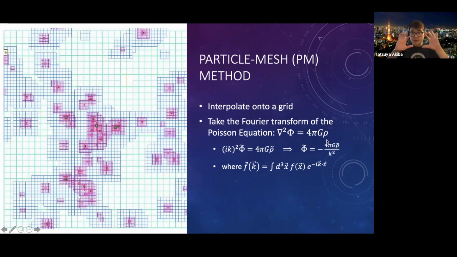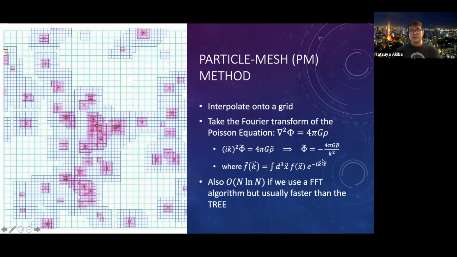Essentially, if we interpolate the mass distribution, we can take the Fourier transform of that and then solve for the Fourier transform of the potential, and therefore get the potential and then get the forces on each of the particles. If we do this, we also get order n times log of n if we use some sort of fast Fourier transform algorithm. But in fact, the computation time is usually faster than the tree method in most cases. Of course, the tree method and the particle mesh method have their own advantages and disadvantages.